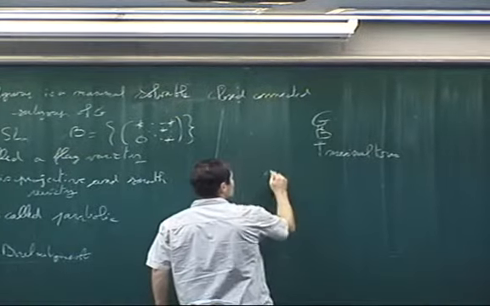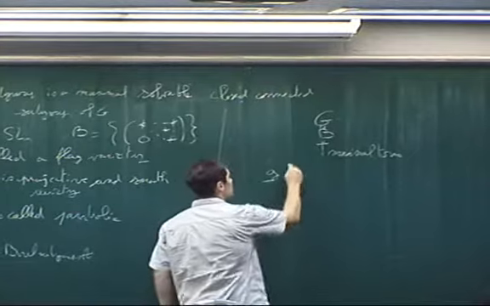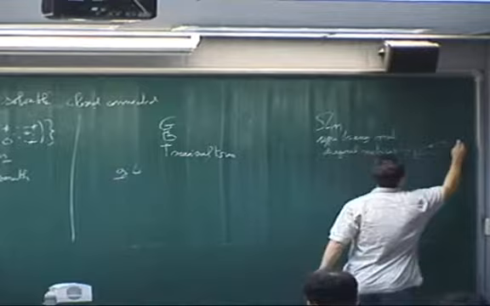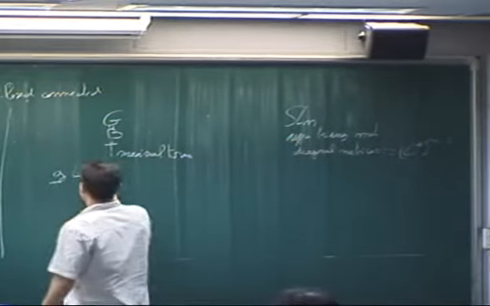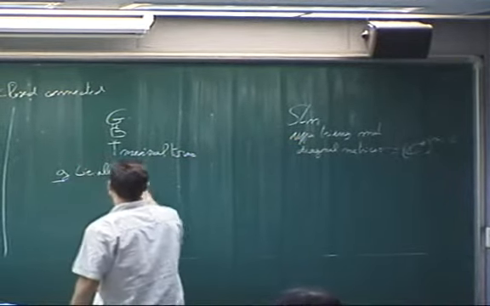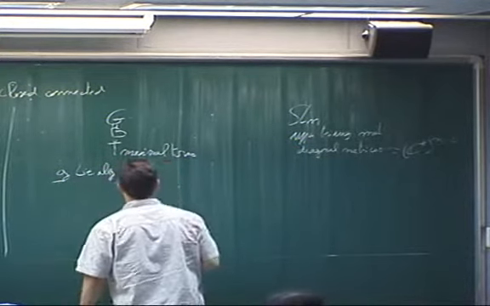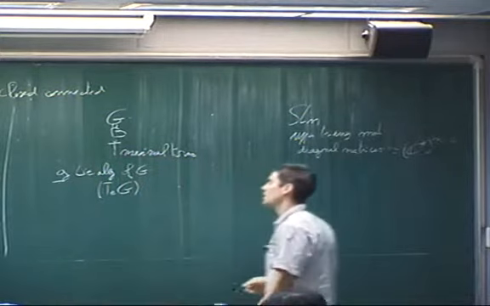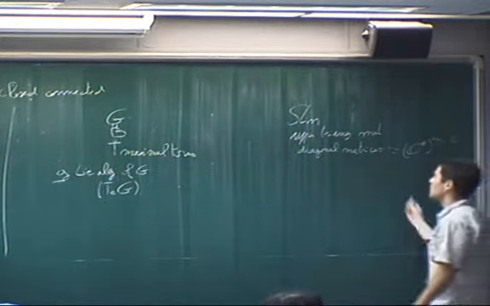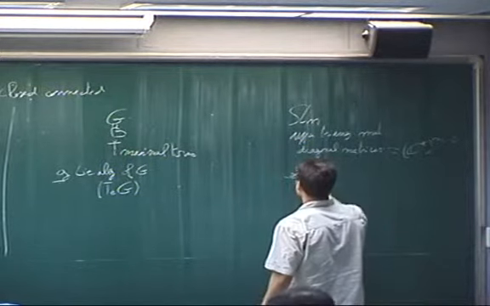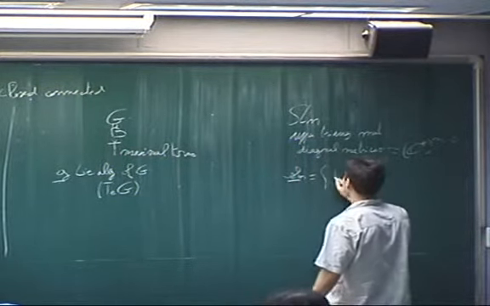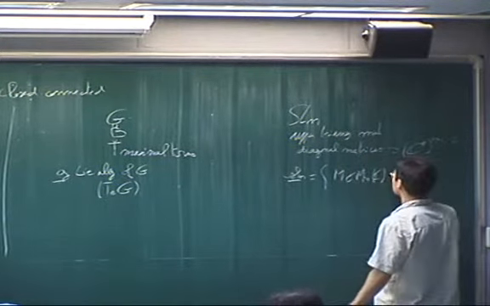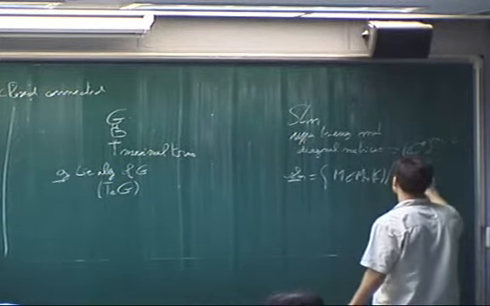Then I can look also at the Lie algebra of G, which can be seen as the tangent space at the identity. In the case of SLN, we'll have the n by n matrices with trace equal to 0.